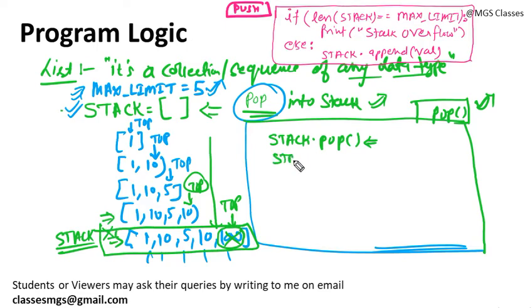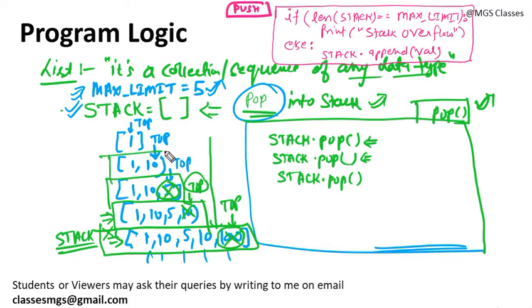Again, if you call the stack.pop method, the last element of the list this time is 10, so this 10 will be removed and your stack will become like this. Again if you call stack.pop, currently top is 5, so this 5 will be removed and our stack will have 2 elements. Now your top is 10. If you call stack.pop again, this 10 will be removed and your stack will have only one element.